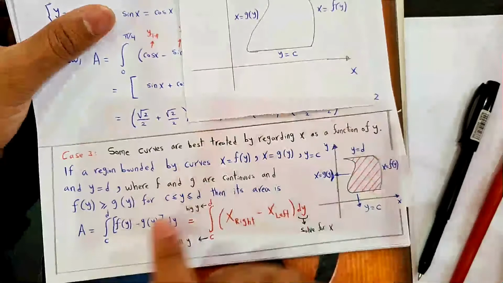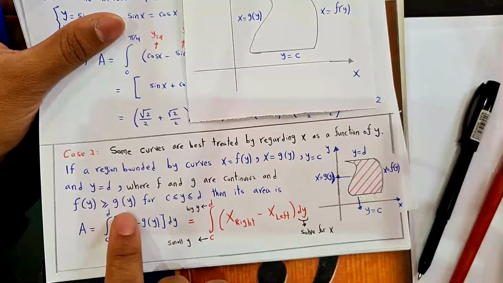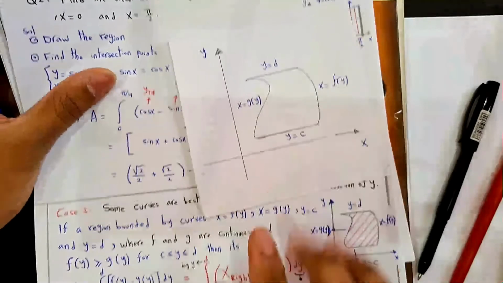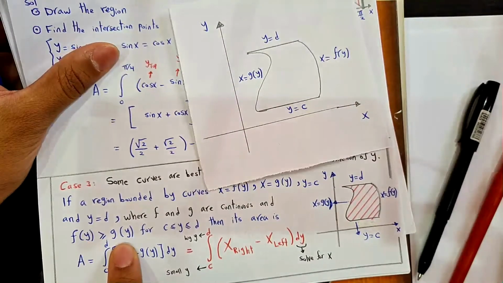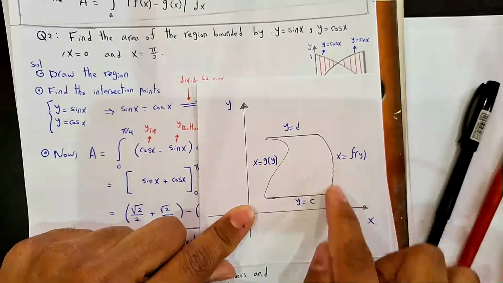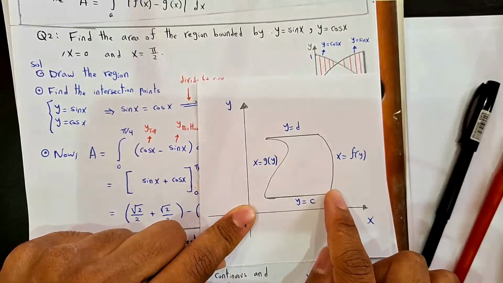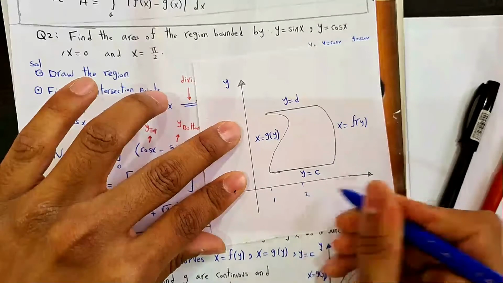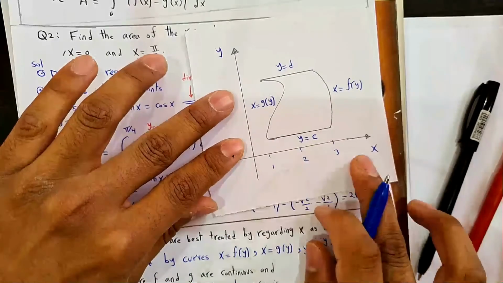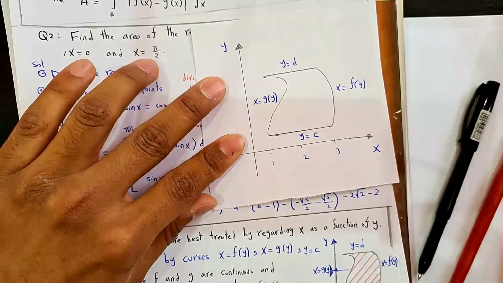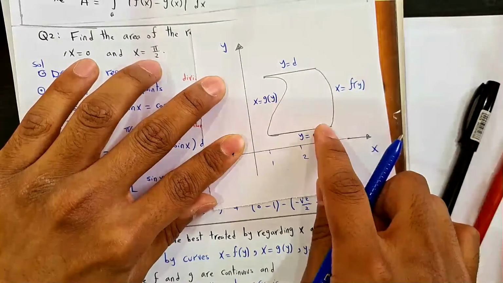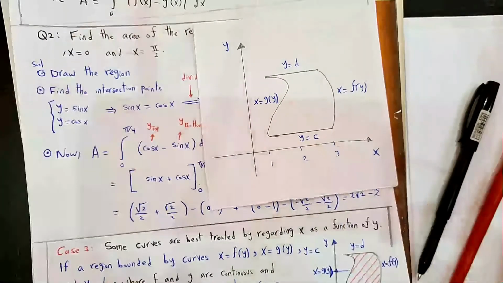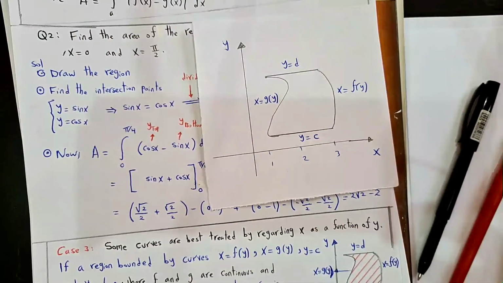He said also f of y is greater than g of y for y between c and d. What does this mean? F of y greater than g of y means that f of y is appearing on the right of g of y. For example, assume there is 1, there is 2, there is 3. For sure, if you go on the right, the x value will increase. So when we say f of y greater than g of y, that means f of y is appearing on the right. So what shall we do in this case?